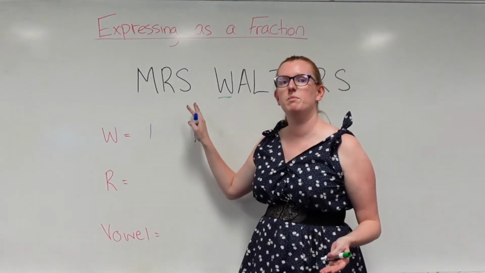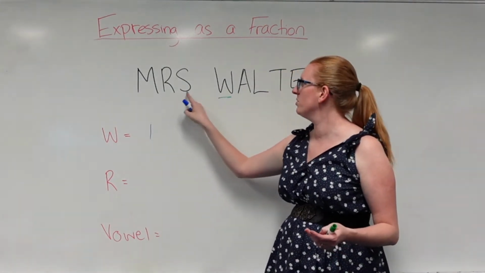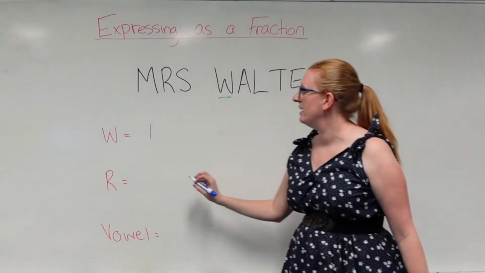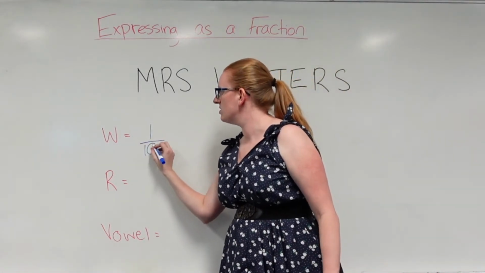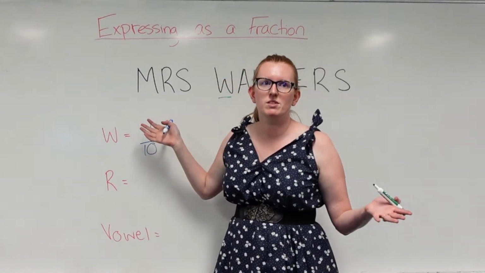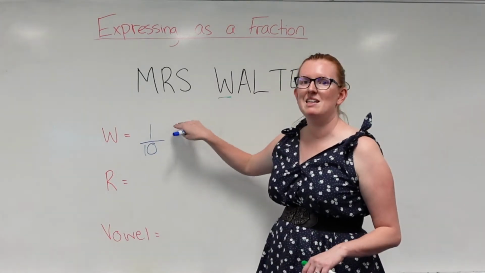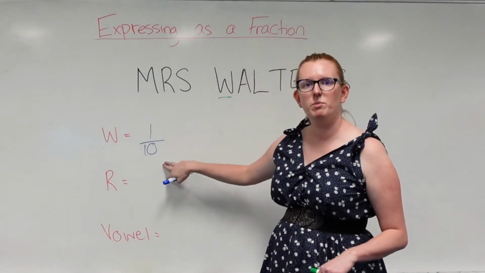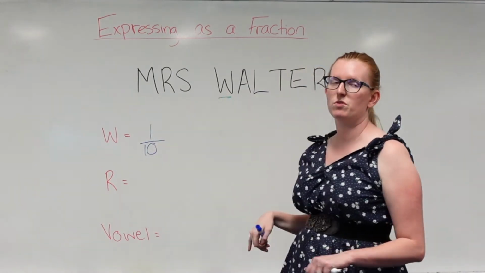So I need to count how many letters are in my name. So I've got 1, 2, 3, 4, 5, 6, 7, 8, 9, 10. So there are 10 letters in total. So 10 is my denominator, and 1 is how many actual W's there are. So my numerator is how many there are, and the one down the bottom, the denominator, is how many letters there were to choose from.